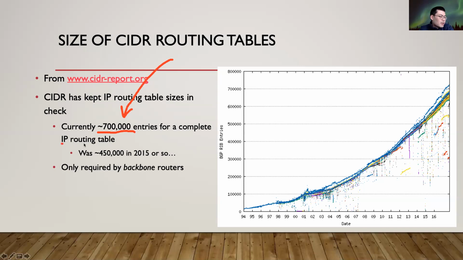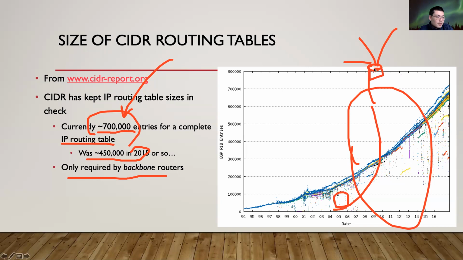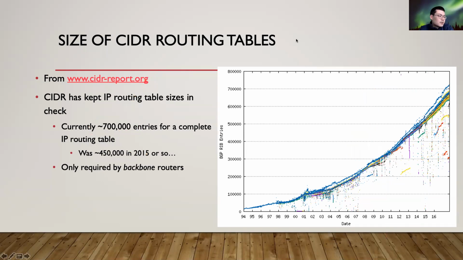Again, this is still acceptable. For a complete IP routing table, in case you really need to route everywhere, you have so many entries, but it's still acceptable compared with how many billions of people there are. And it was about half that in maybe 2015. These are only required by the backbone router. Once you route to your local area, you only care about the next hop. Everything will merge to here, then they will go to different places. So only the backbone needs to care about all kinds of directions.